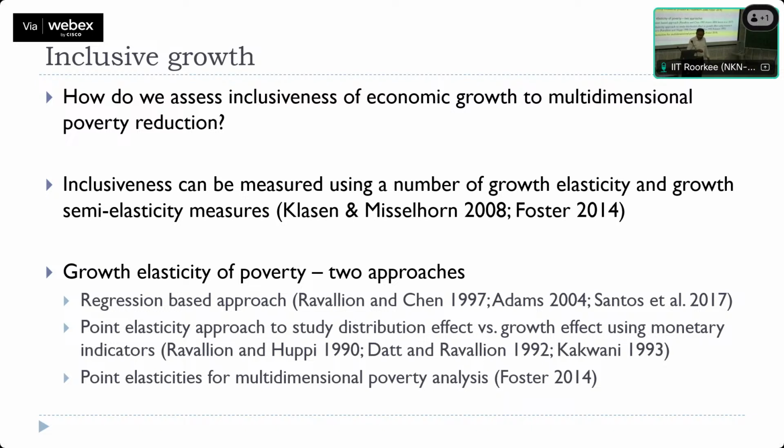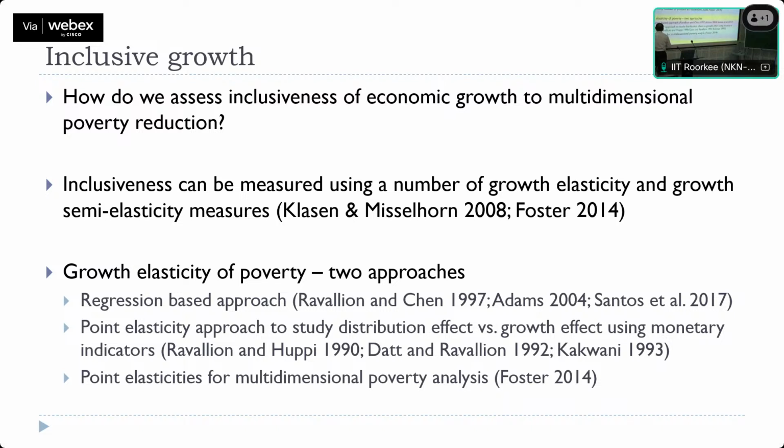So in general, how do we assess inclusiveness of economic growth? How do we link economic growth to multidimensional poverty? Now, as we have already discussed earlier, you can either look at elasticity or semi-elasticity. Elasticity is more relative, but semi-elasticity, you look at the absolute change and link it to growth.